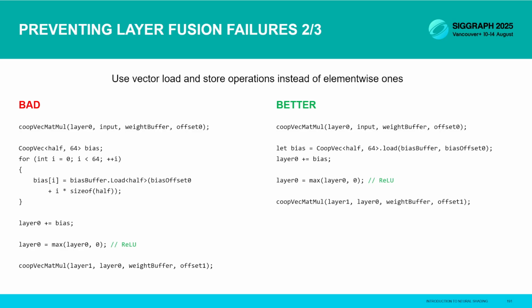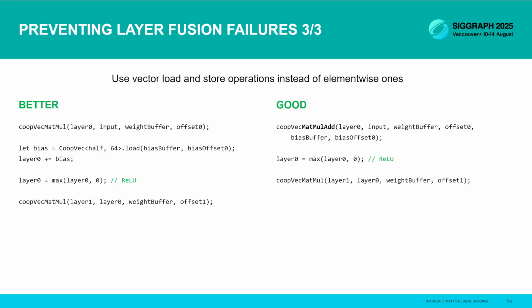Another important aspect of ensuring layer fusion success is using vector loads, such as for bias or scale vectors. The concept is the same. Instead of element-wise loads, use a vector load intrinsic. In case of a simple bias operation, though, it's even better to roll it into the coopvec matmul add operation, if possible, which allows the compiler to pick the most optimal implementation.